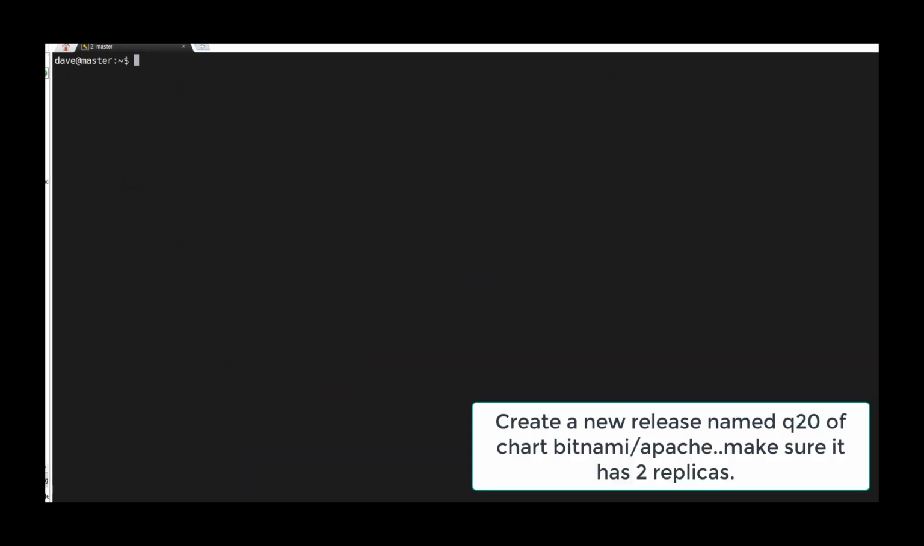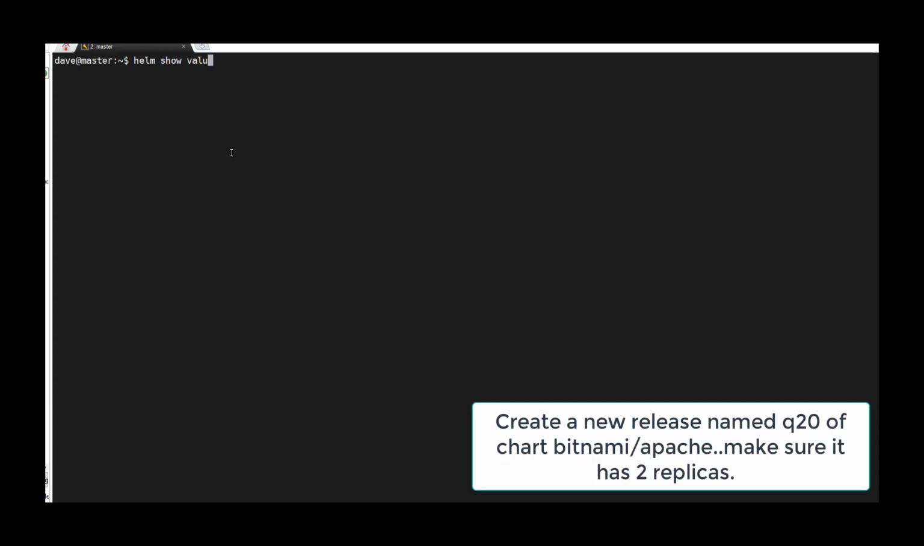Okay, for our next task in part 3, we're going to install a new release called q20. It's going to run Apache, and our deployment should have two replicas. So a little different there. All right, so first we have to learn, well, how am I going to get two replicas? This will not only help you with getting two replicas, but it'll help you with just about any question they're going to specify to customize the install.